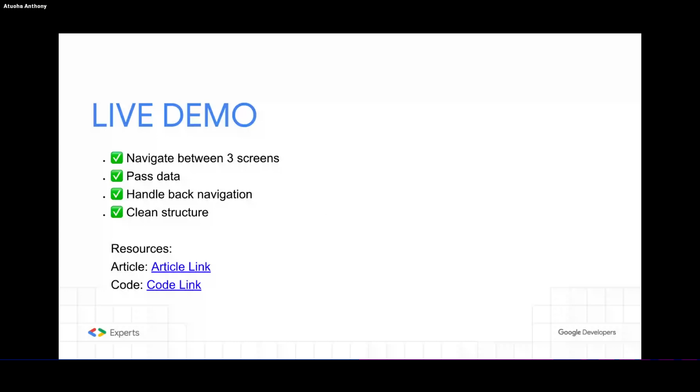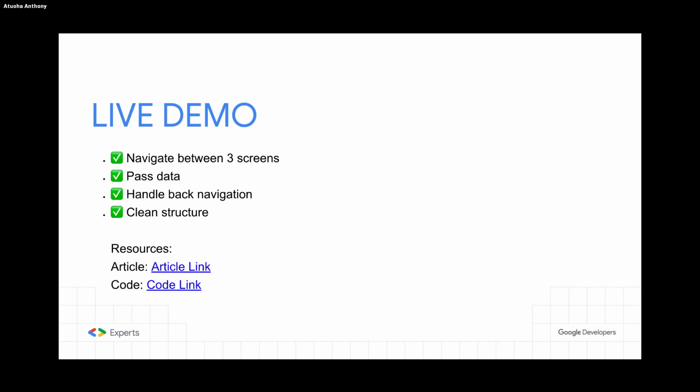Okay, so in this live demo that we covered, we navigated between three screens. We passed data, we handled back button navigation, and we maintained a clean structure. All of this we handled using just the basic navigation API. So it can be extended. You can use Go Router, you can use Auto Route, and explore the awesome things they can give you for more maintainability and more scalability.